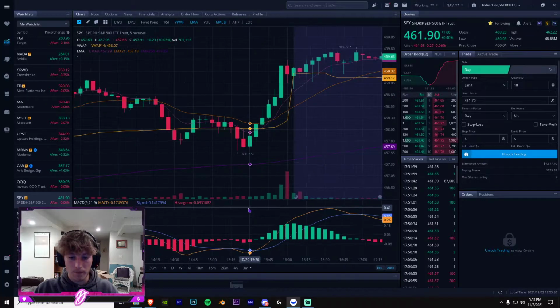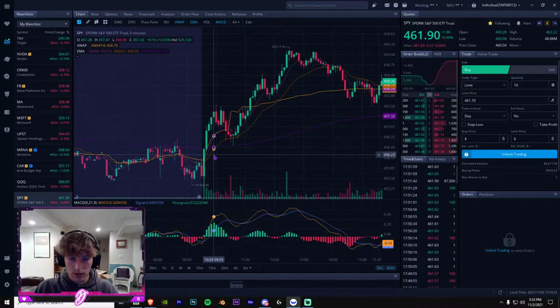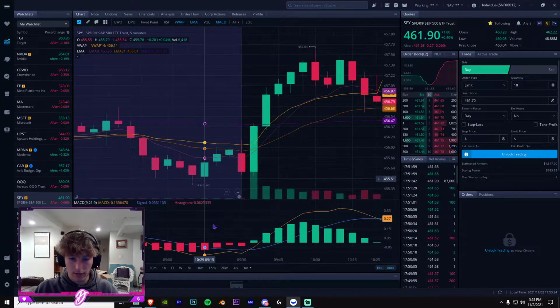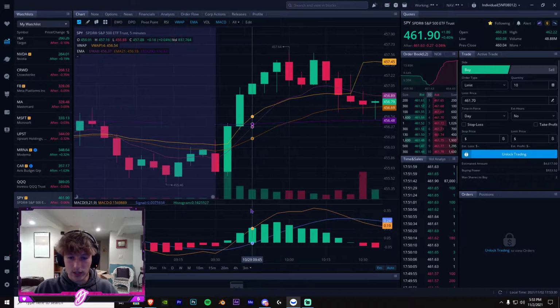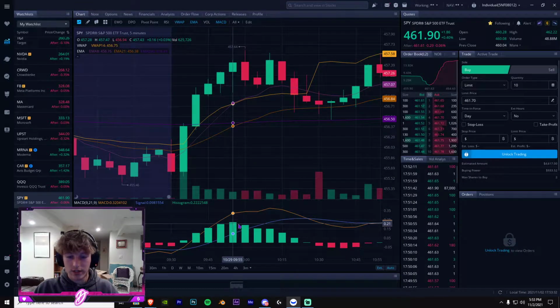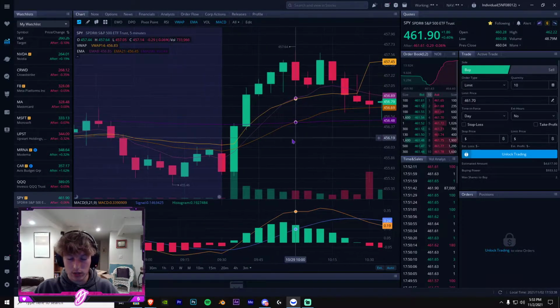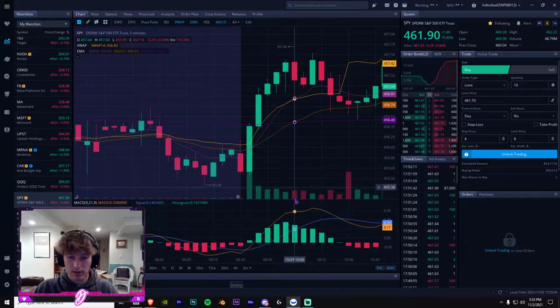This is a bad example right here, but if you look right here, see how these start getting smaller and smaller, and then that's when it starts going up. And then as soon as these green candles start getting smaller and smaller, as soon as they start decreasing in size, this is when it starts going down. So the ideal time to be taking a trade with MACD would be from the last half of the red to the first half of the green.